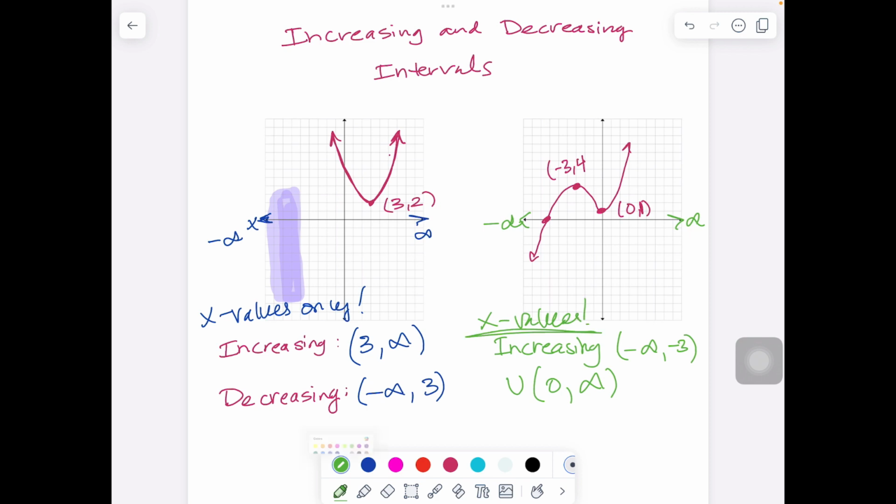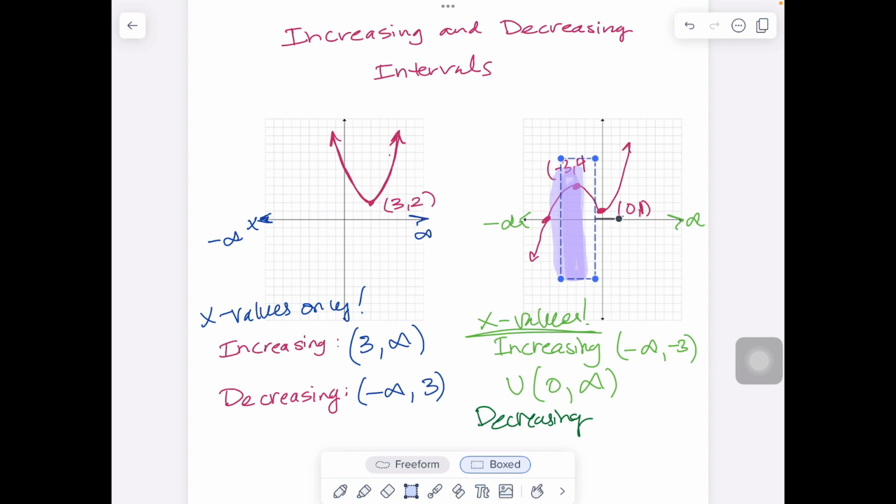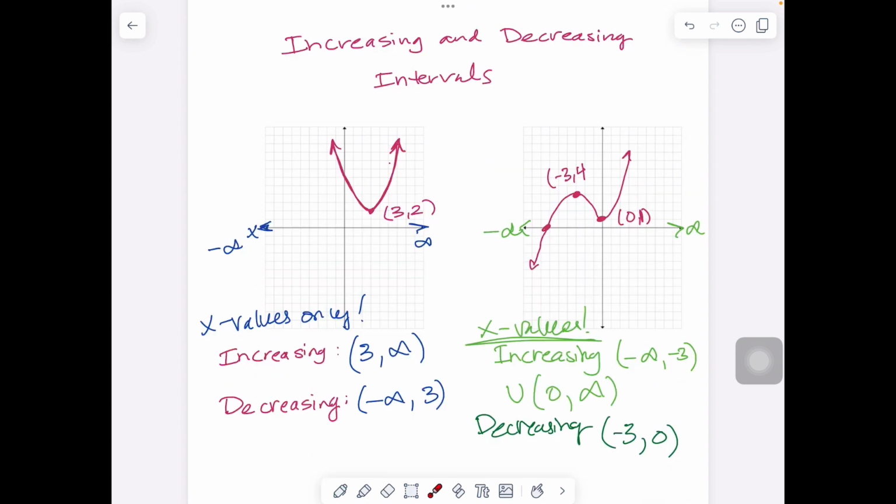Where is it decreasing? Let's look at that next. It is decreasing from negative 3 to 0. Just that one little place. That's the only place it's ever decreasing. All right, so it's decreasing from negative 3 to 0, and so we say it's decreasing as an interval from negative 3 to 0.